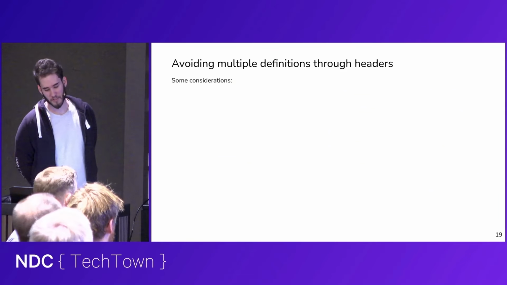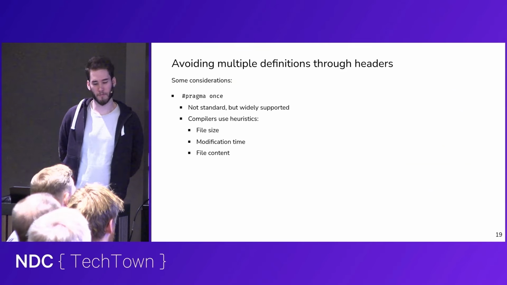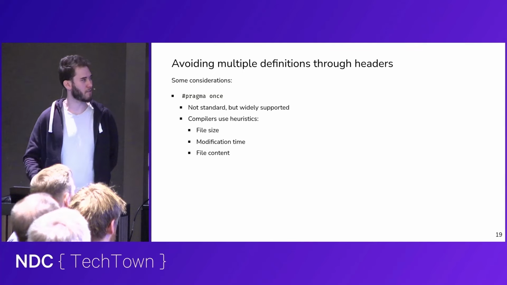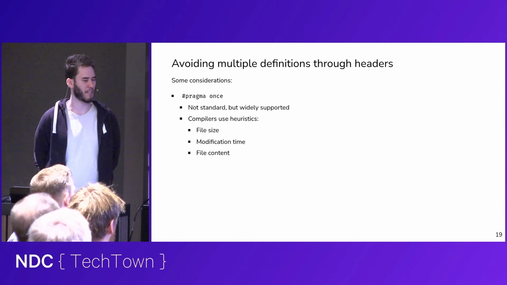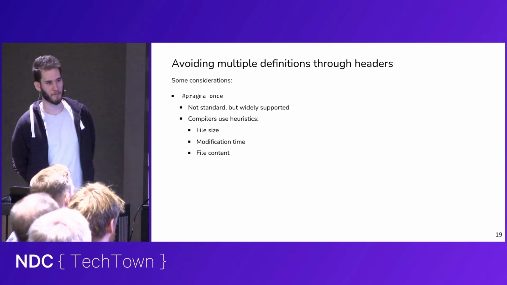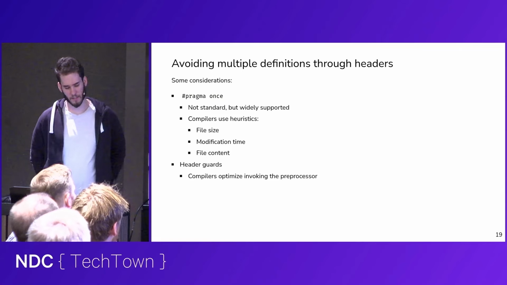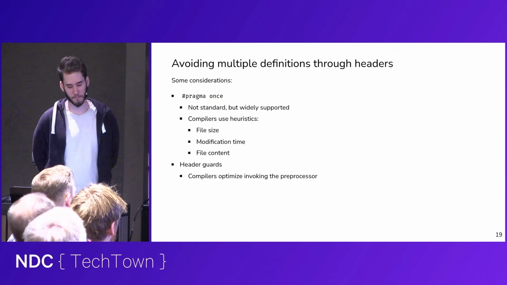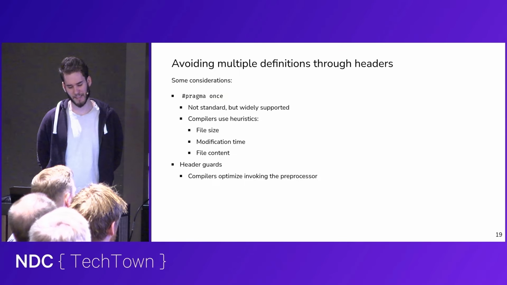But, well, some considerations. I'm not here to scare you away from using pragma once. So it's not standard, but it's widely supported. And then the compilers can use some heuristics like the file size, modification time, and file content to try to tell them apart from each other and know that it's the same file despite being in a different path. And also for the header guards, many people say that it can be slow because you force the compiler to invoke the preprocessor on that file. But they can optimize that away.